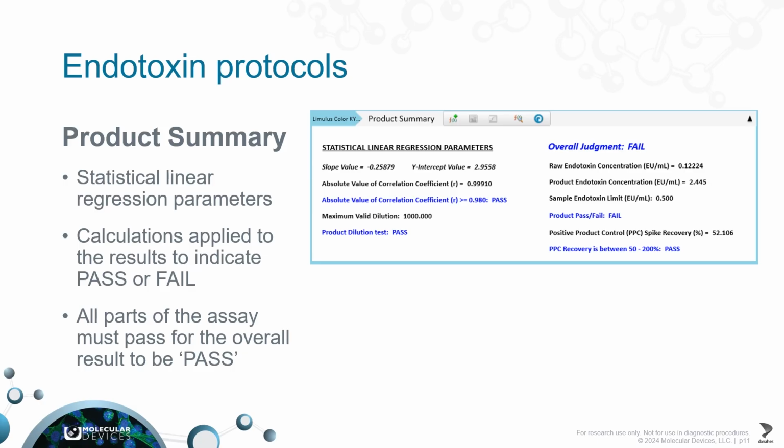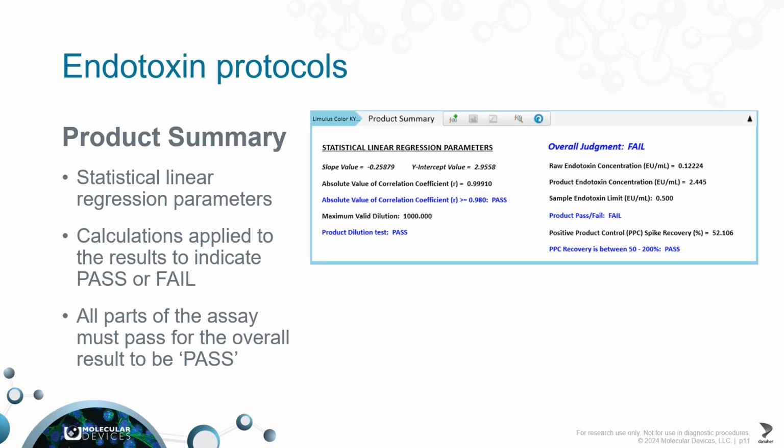In this case, the product endotoxin concentration, which is 2.445, has exceeded the sample endotoxin limit of 0.5 EU per mL, so it's clearly indicated as a fail. On the other hand, the positive product control spike recovery was within the acceptable range for the assay, so it's indicated as a pass. Other assay criteria, such as the absolute value of the correlation coefficient, also passed, but all parts of the assay must pass for the overall result to be a pass.